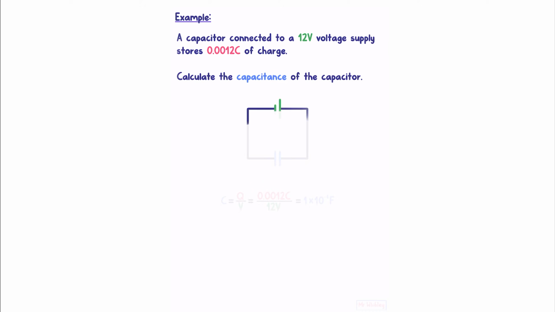Let's use this in an example. A capacitor connected to a 12 volt voltage supply stores 0.012 coulombs of charge. Calculate the capacitance of the capacitor. And so what's happening is that our 12 volt supply is providing enough energy for 0.012 coulombs of charge to accumulate on our capacitor. You might recall our capacitance is charge over voltage. Putting in those numbers gives us 1 times 10 to the minus 4 farads.